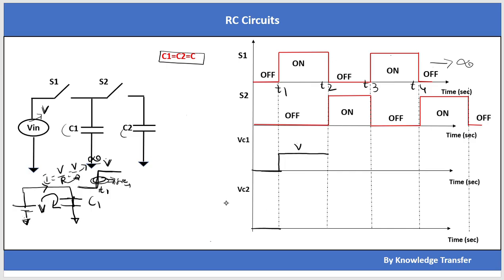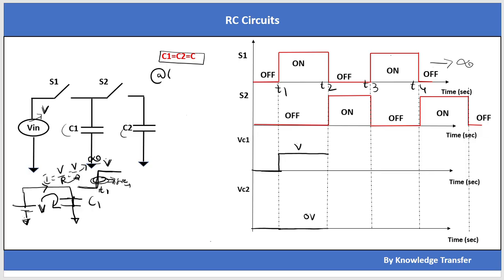And if you see VC2, this S2 is still turned off, and this node is not being connected anyway. There is no resistor here, nothing is being connected, and consider it as ideal, so that VC2 voltage will be still 0 volt only.